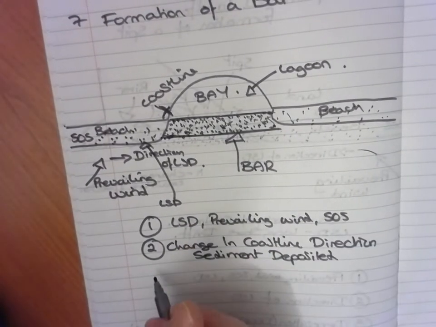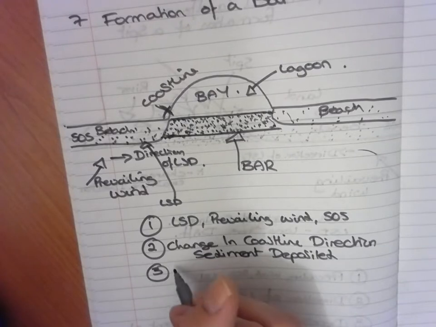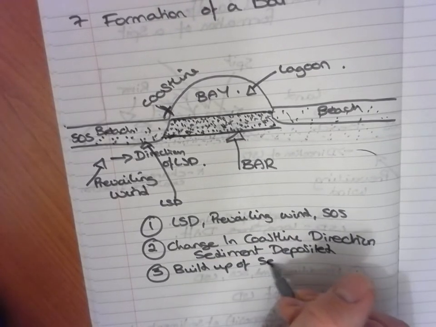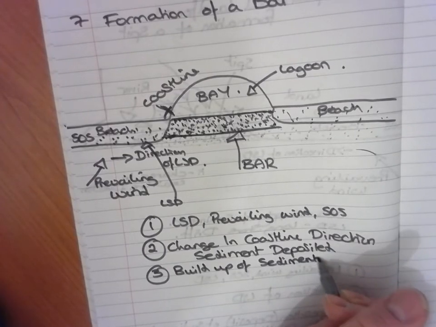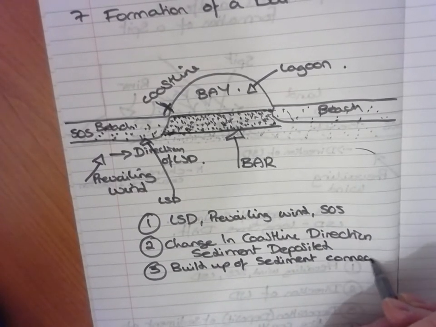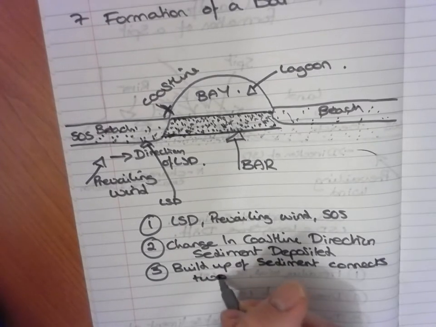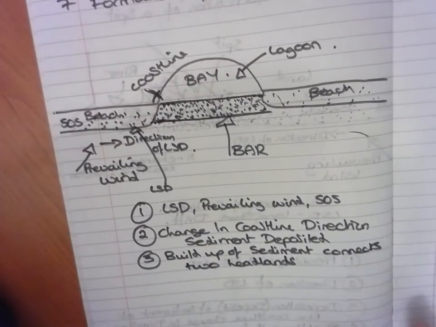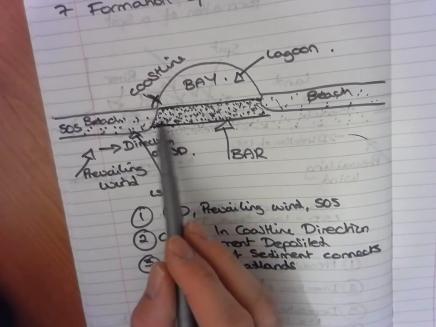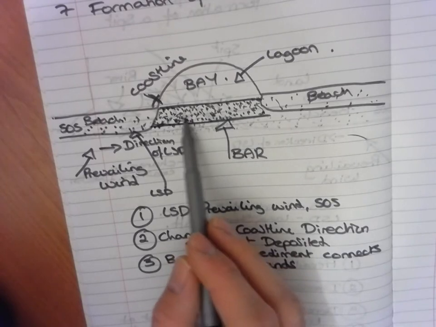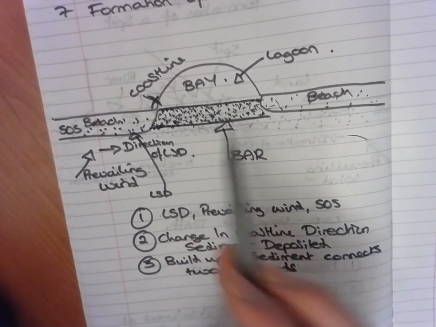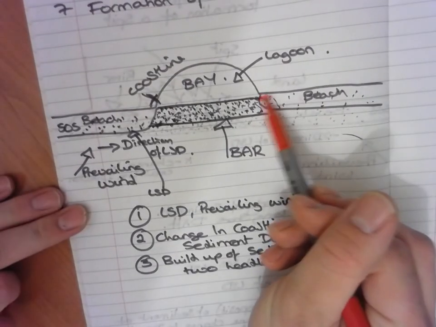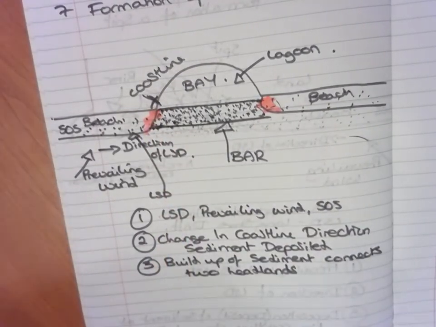As the sediment is deposited and it builds up over time, the build up of sediment connects two headlands. Now this sediment here, as we can see, has been deposited over a period of time, and then it connects both headlands, shaded in red, to each other, creating the landform of a bar.